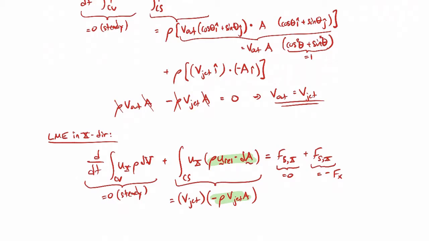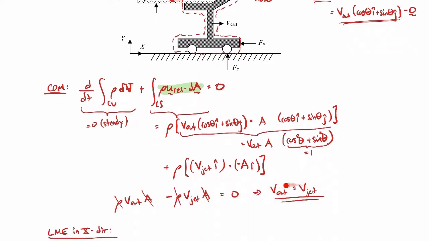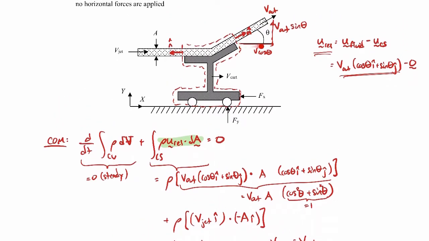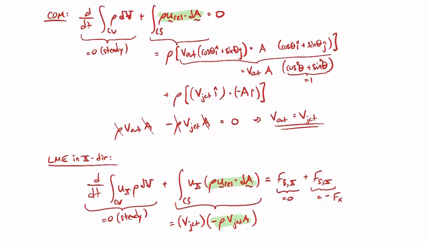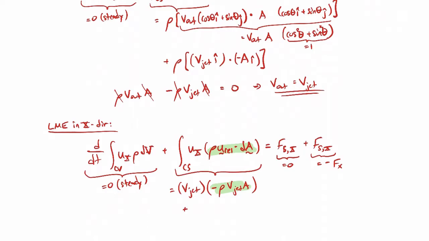Now let's worry about the outlet. At the outlet, we need the x component of the velocity, and that'll be v out cosine theta, or since we already know v out is equal to v jet, it'll just be v jet cosine theta coming out. Remember, this is just the x component of the velocity as it crosses the control surface. So that's why we just have the x component, v jet cosine theta. And it's positive because it's in the positive x direction.